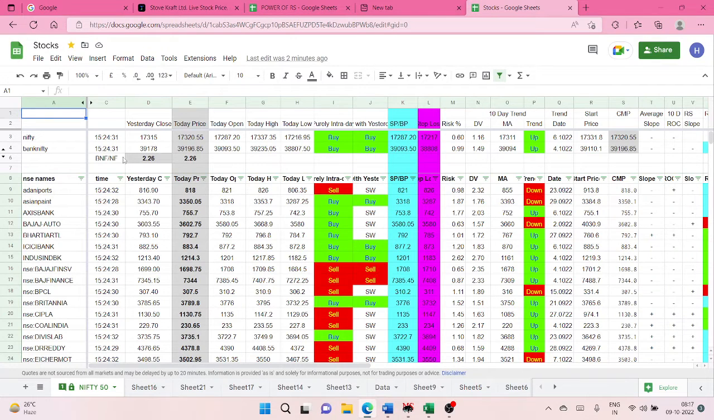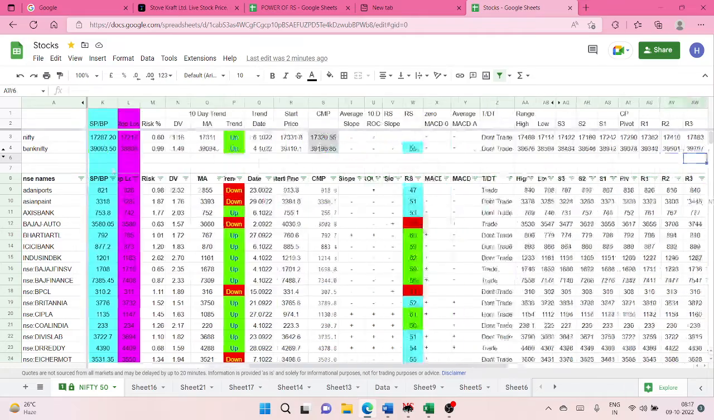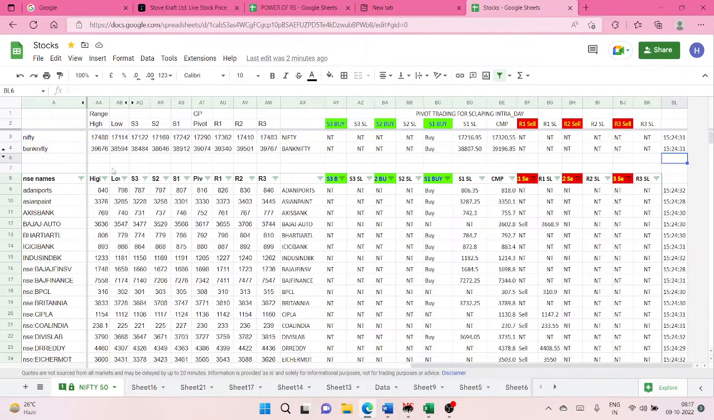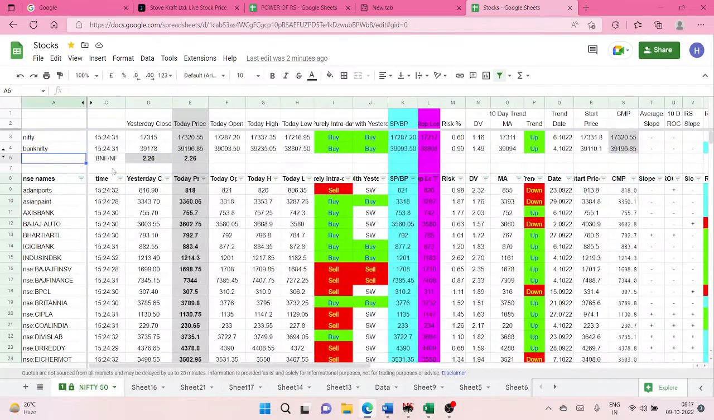How to use this sheet and how to use and filter this sheet. In this you have end of the day data plus status live for intraday. So now how do you use the end of the day filter? Let's see the top terms.